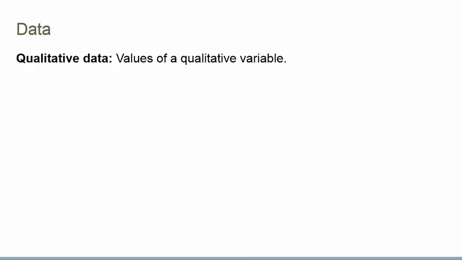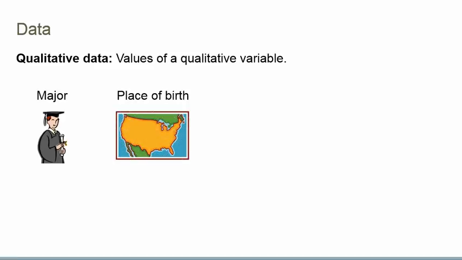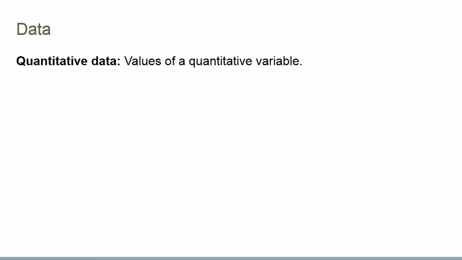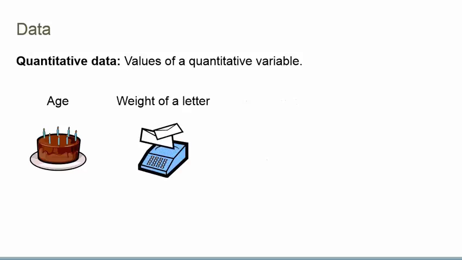The first type of data we want to talk about is qualitative data. Those are the values of a qualitative variable, which is a label, such as your major, your place of birth, or your eye color. The next type of data we want to talk about is quantitative data. That's the values of a quantitative variable, which is a measurable number, like your age, the weight of a letter, or the temperature.